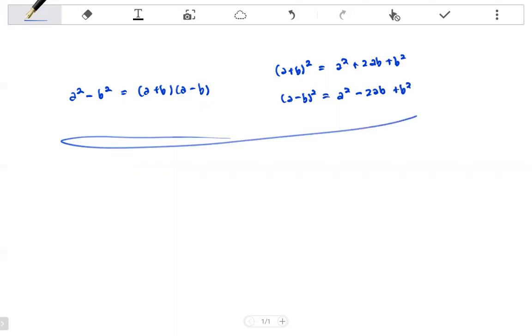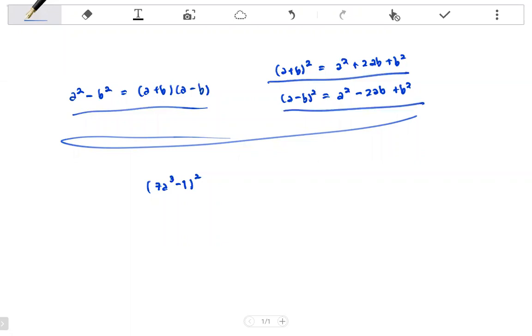So if we have, let's say, (7a cubed minus 1) squared. If we have that, boom, this should already come into your mind that this is a special product. We can use one of these three equations to solve for this. Or you can just write it all out, (7a cubed minus 1)(7a cubed minus 1). You can foil it. There's two methods. You write it out like this, and you start foiling.